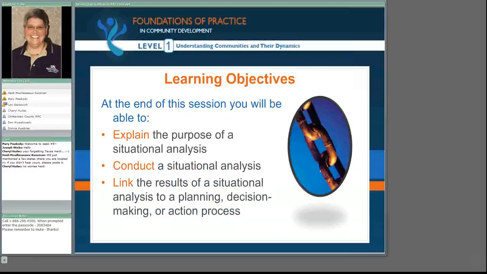What I'm hoping to do today is give you a good background in the sense of touching on what a situational analysis is, how to conduct one, and then the relationship between doing a situational analysis and a broader process of community development, particularly planning, decision-making, and action processes.